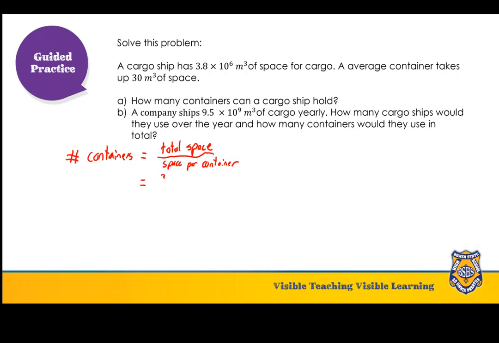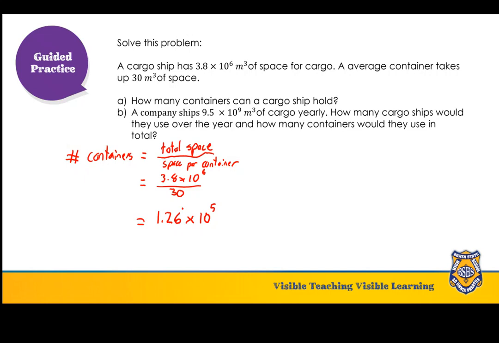So the total space is 3.8 times 10 to the 6, and we want to divide that by the space per container, which is 30. Now if we put this into our calculator, what do we get? Okay, this is a bit of a finicky answer. In my calculator, I got 1.26, and it goes 6, 6, 6, 6, 6, so I'm going to put a little dot above the 6 to show that it's recurring, and then multiplied by 10 to the 5. So quite a lot of containers.